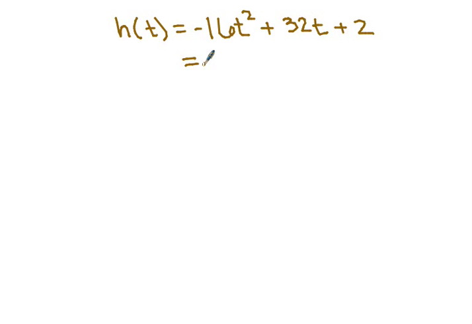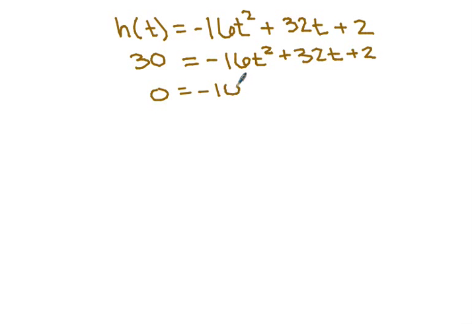Anyway, so in this situation, I'll ask the question, how long does it take to reach 30 feet in the air? So you'll plug in 30 feet for your height, and then you'll have to solve for when that happens. And so in order to solve for that, again, you want to get everything onto one side. So we'll subtract that 30 over. So 0 equals the negative 16t squared plus 32t minus 28.